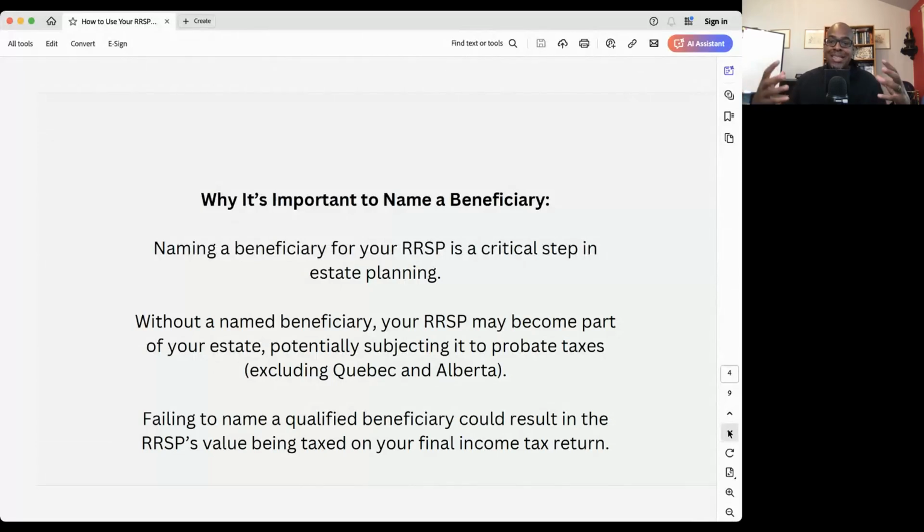taxes, meaning the amount that's in the estate will have to go through the probate process and you will pay taxes on that. But even before that, there is a disposition. So here in Canada, once you die, it's as if you sold everything and there's a disposition.